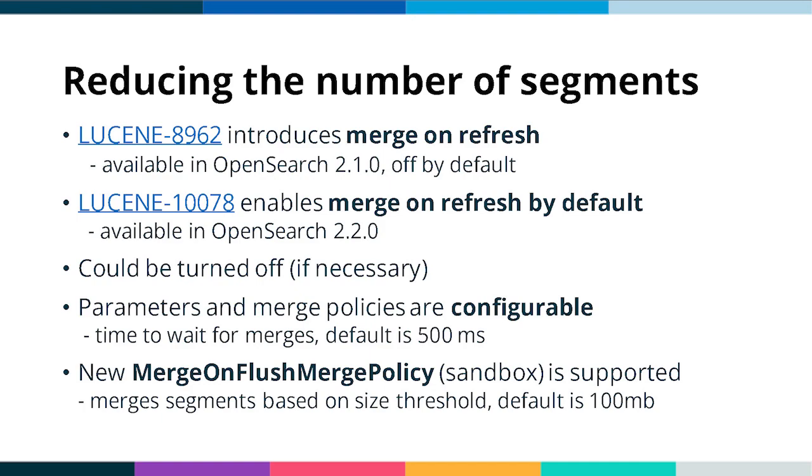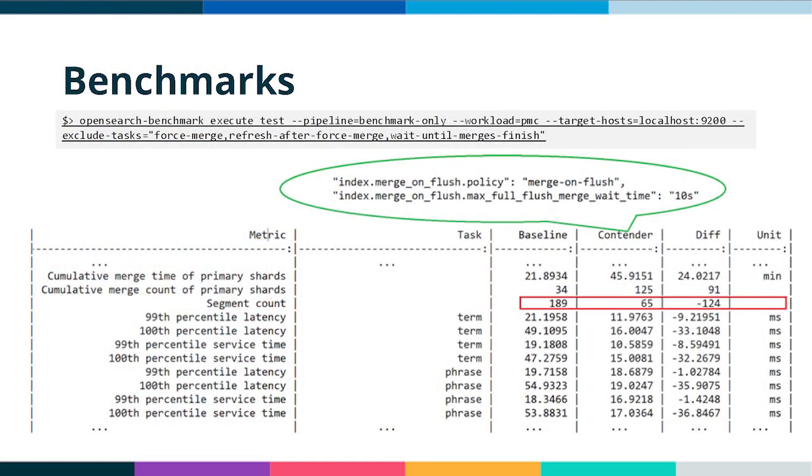Additionally to that, Apache Lucene introduced a new merge policy called merge on flush. This one works a little bit differently and takes place at the flush phase. The decision what to merge is based on a segment threshold. Both these features aim at a single goal: to reduce the amount of segments at a lower cost. Let us look at benchmarking.